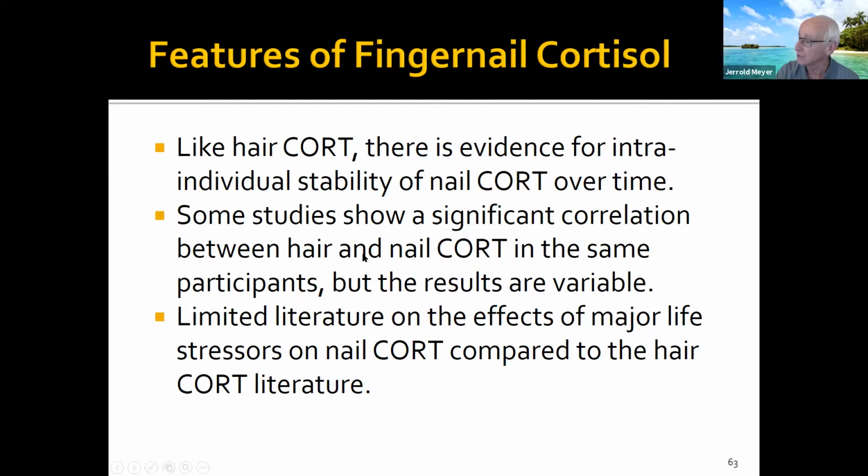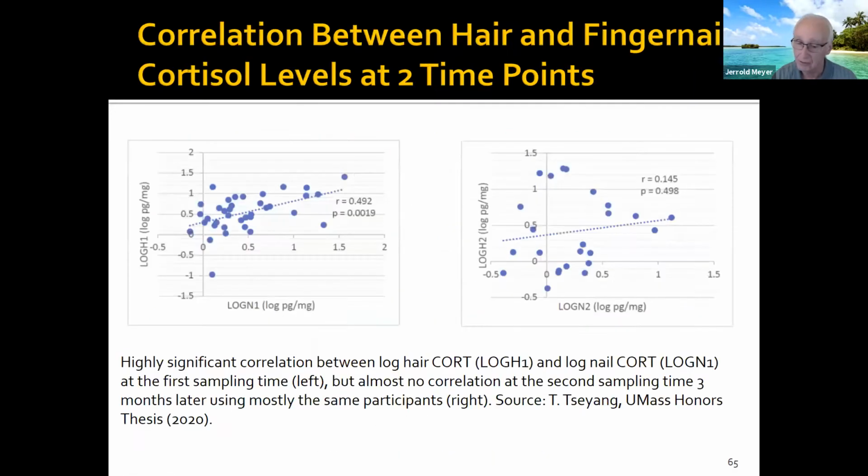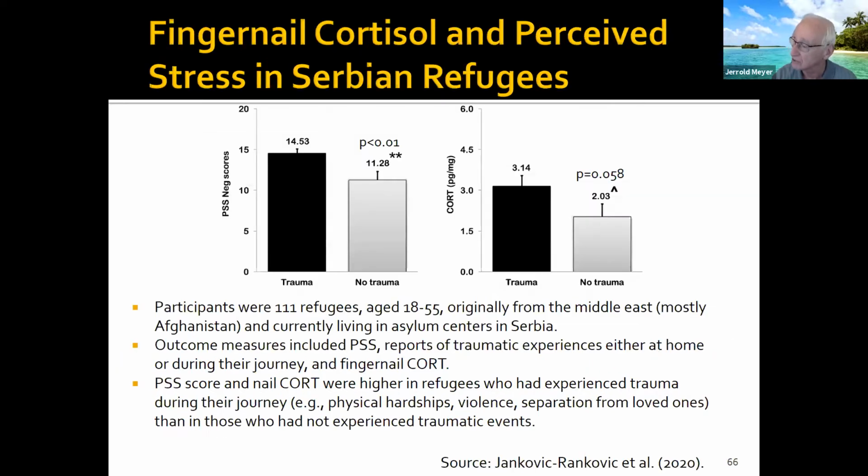Some studies show a significant correlation between hair and nail, but the results are variable. So some studies don't show that. And importantly, there's a lot less information on whether chronic stress elevates nail cortisol compared to what we know about hair cortisol. Several groups have done a little bit of research on this. And I'll just end before the summary slide with this.